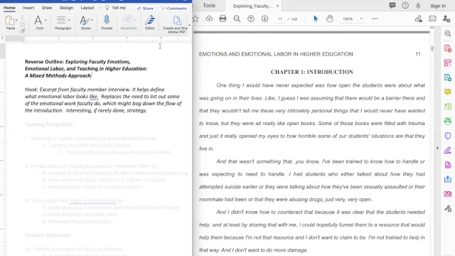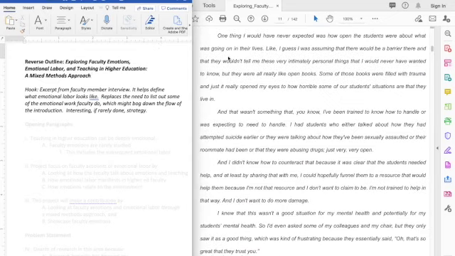Like, I guess I was assuming that there would be a barrier there and that they wouldn't tell me these very intimately personal things that I would never have wanted to know, but they were all really like open books. Some of those books were filled with trauma, and it really opened my eyes to how horrible some of our students' situations are that they live in.